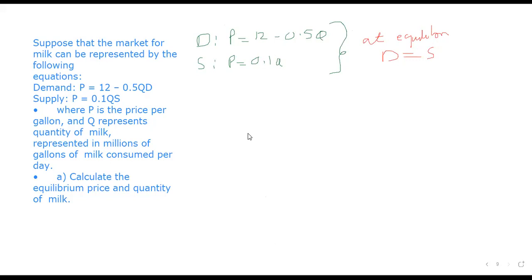Somebody, Philip and Sharon, take up. How do we equate these two? The demand is given by what? 12 minus 0.5 Q. And our supply? 0.1 Q. Good, 0.1 Q. So we need to solve for what? For Q. What next follows?